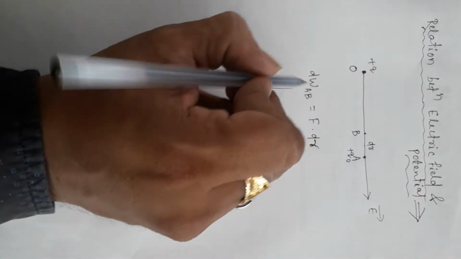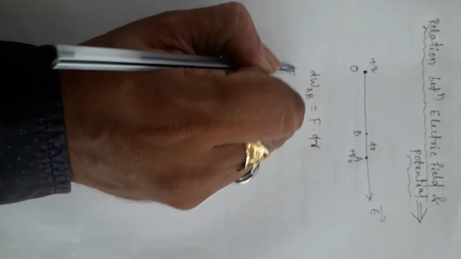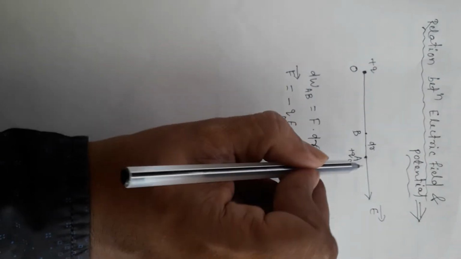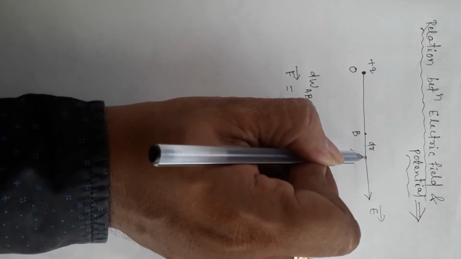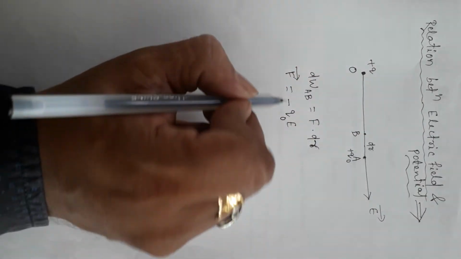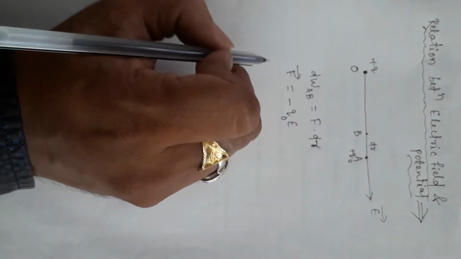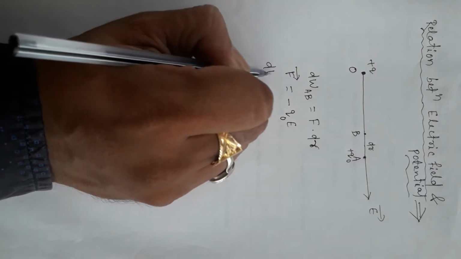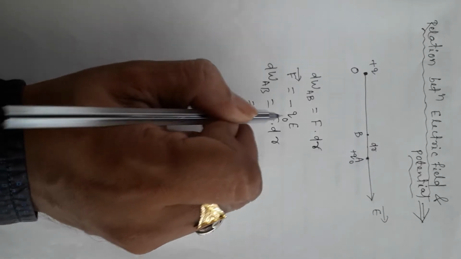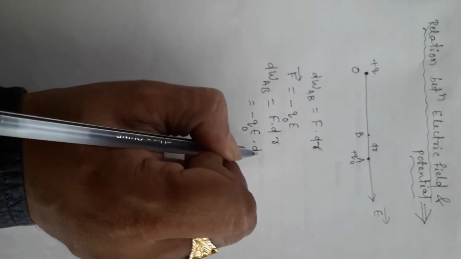Now the force will be F is equal to minus Q0 into E, because we have to displace this test charge against this repulsive force. So F is equal to minus Q0 E. The small work done dW_AB is equal to F dr, so we can write it as minus Q0 E dr. That is equation 1.